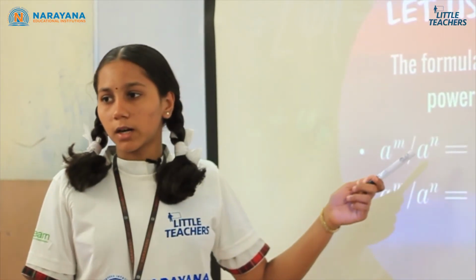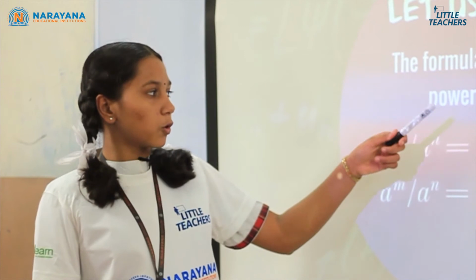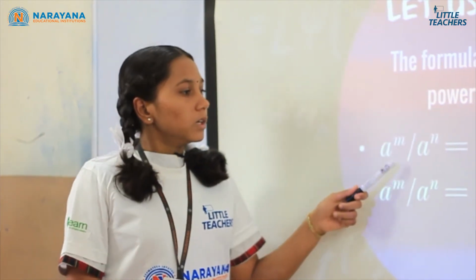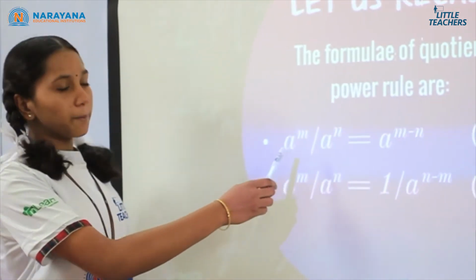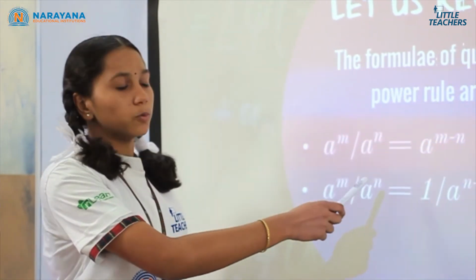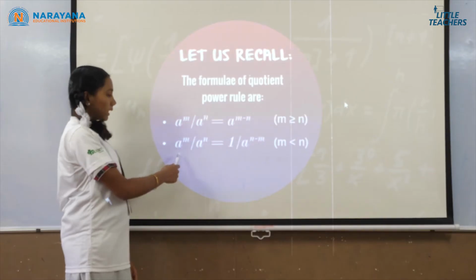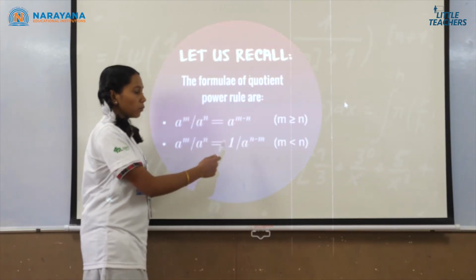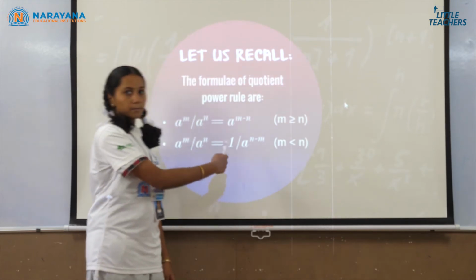Let us recall what we have learnt in this lesson. We have learnt the formula of the quotient power rule. If m is greater than or equal to n, then a power m by a power n is equal to a power m minus n. If m is less than n, then a power m by a power n is equal to 1 by a power n minus m.